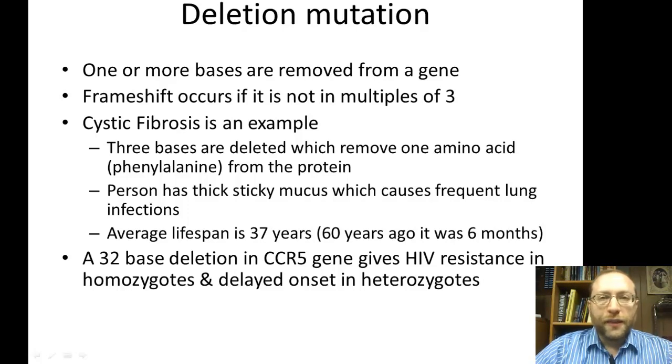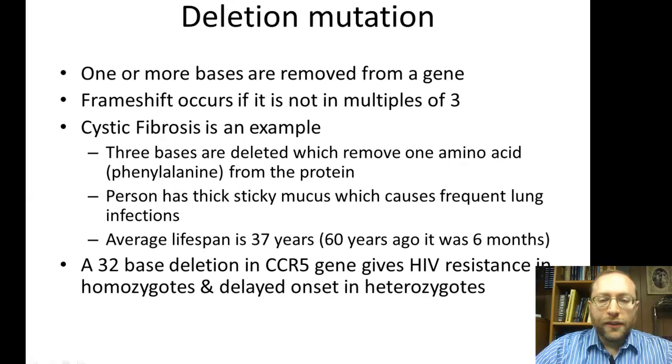We've managed to expand the life quite a bit more, that now they're able to live 37 years, while before it was 6 months. And an example of a deletion mutation which actually is beneficial is that you have 32 bases deleted from a gene called CCR5. A person who's homozygous in that is resistant to HIV. That person will never get HIV. If a person's heterozygous, then they could have HIV, and getting AIDS will be significantly delayed.